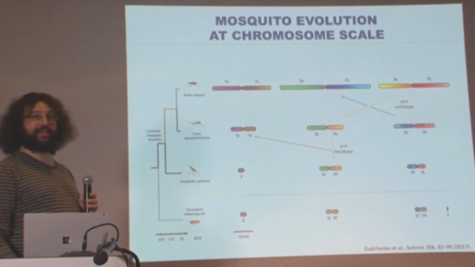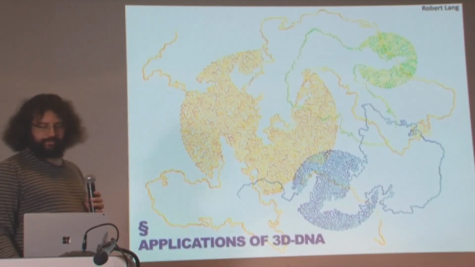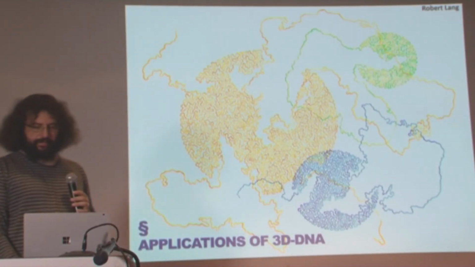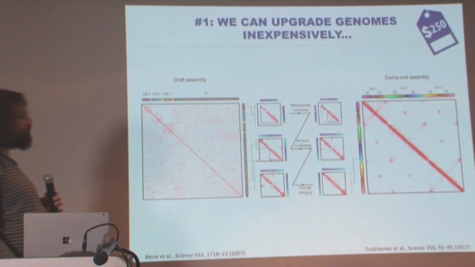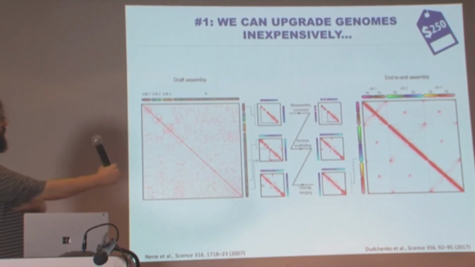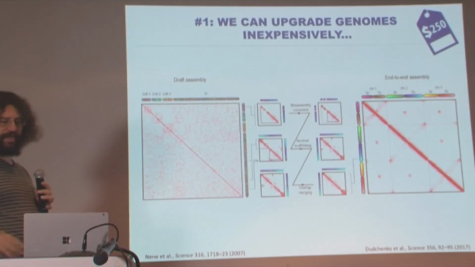And why and how that is a really interesting question. Okay, so we could assemble the Aedes aegypti genome. We have the 3D DNA automated assembler, and we have the Juicebox Assembly Tools interactive assembler. So what are the different applications of this? I want to highlight them.